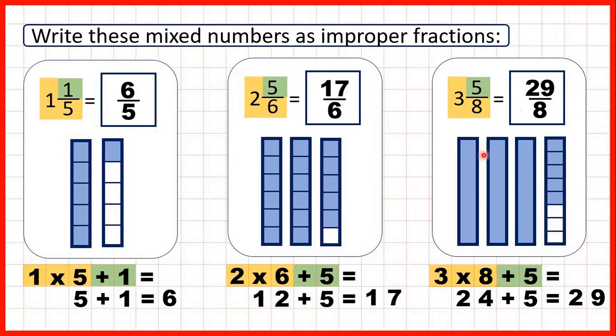And again, we can see why this works, because in 3 and 5/8 we have 3 wholes. But if we split those 3 wholes into 8ths, that gives us 8, 16, 24/8. And if we add the 5/8 that was in our question, that gives us 29/8 altogether. So that's why we multiply the whole number by the denominator and then add the numerator.